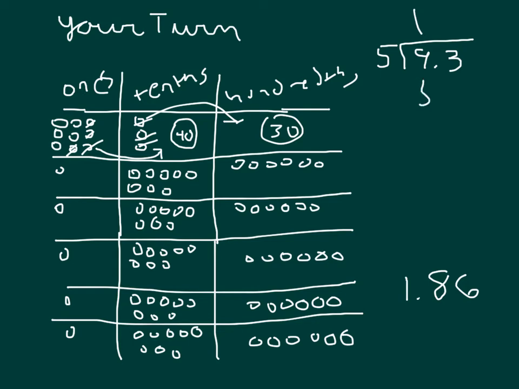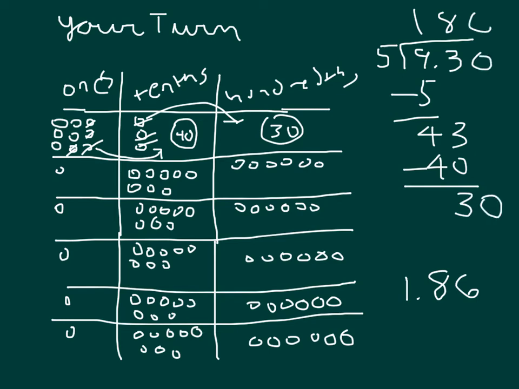Standard algorithm: 5 minus 9 is 4, bring down the 3, 43 divided by 5 is 8, because 8 times 5 is 40, 43 minus 40 is 3, add a 0 to drop a 0, 30 divided by 5 is 6, and the decimal point can come straight up. That same answer that we had before.